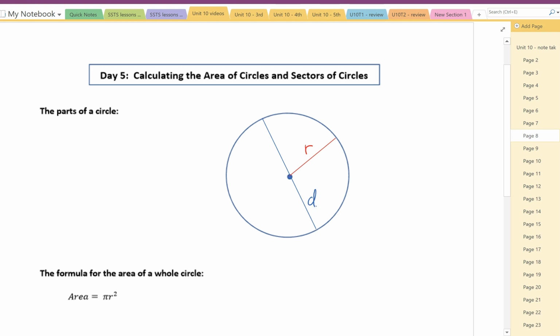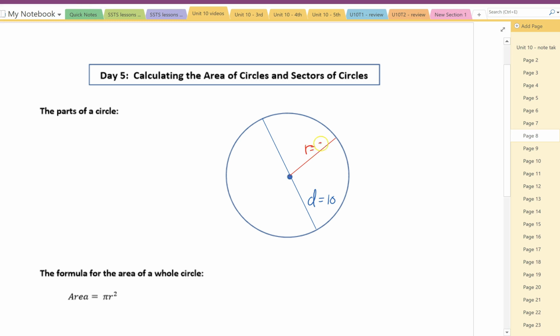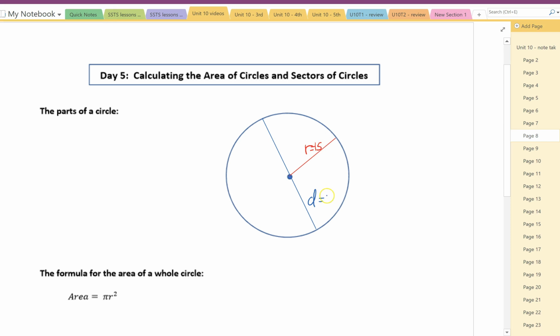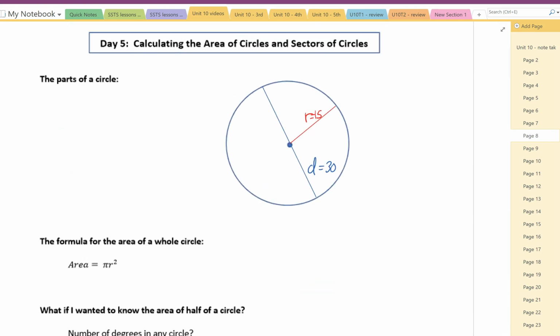If I know what the diameter of a circle is, I can solve for the radius by just cutting it in half. Or if I know the radius, I can find the diameter by multiplying it by 2. In other words, if I knew here that the diameter was 10, then the radius would have to be half of that, which is 5. Or instead, let's say I knew that the radius was 15. I could just double that to figure out the diameter. So if the radius is 15 and I double that, the diameter is 30. In other words, the radius is half the diameter, or you could say the diameter is twice as big as the radius.